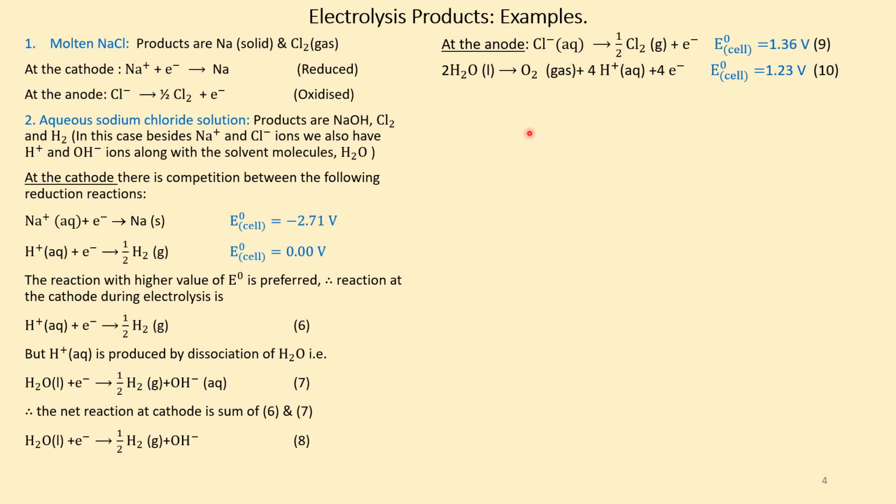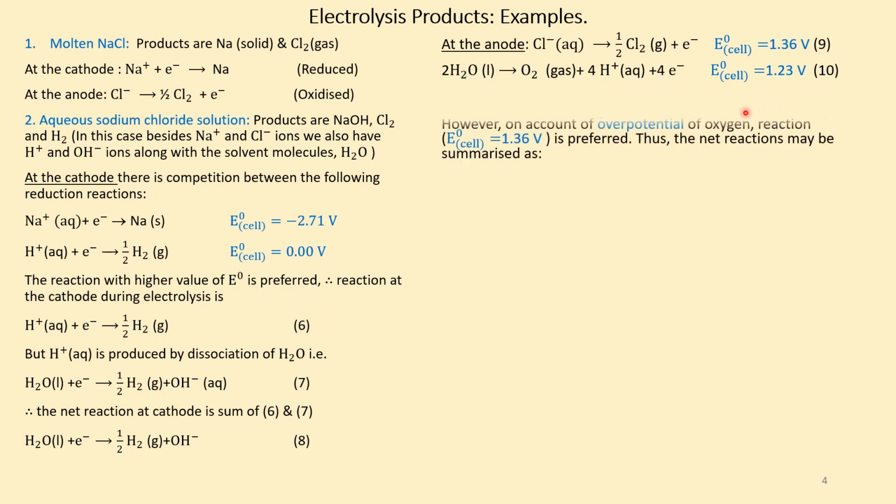Further, at the anode we have an anion Cl-, which gets oxidized to form half Cl2 plus electron, whose standard electrode potential is 1.36 volts. Let it be equation 9. Another reaction at the anode is 2H2O liquid oxidizes to form oxygen gas plus 4H+ ions plus 4 electrons. For this reaction, E naught is 1.23 volts. Let it be equation 10.